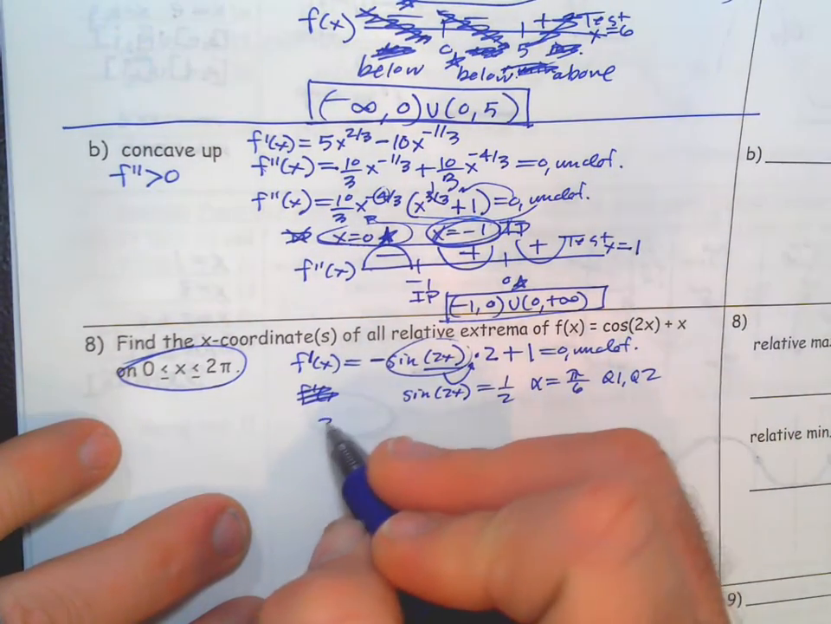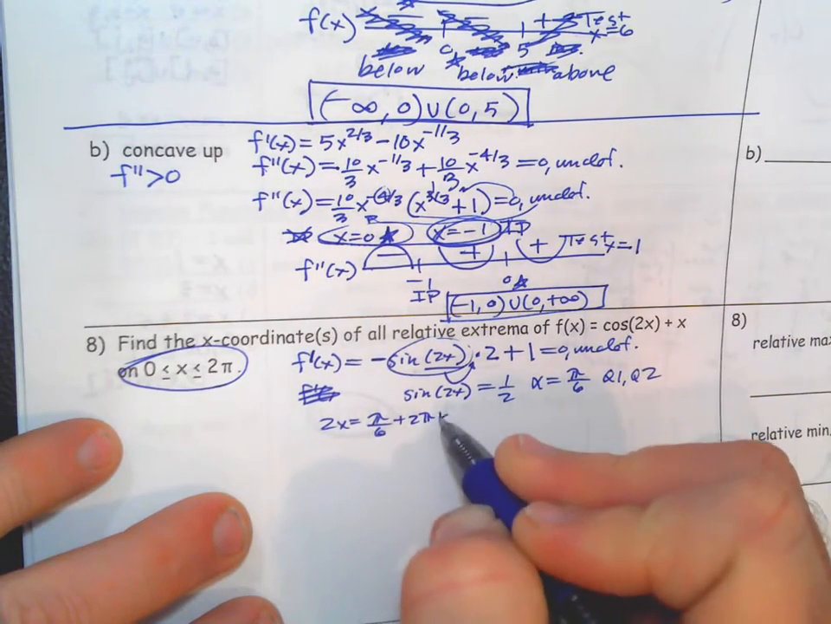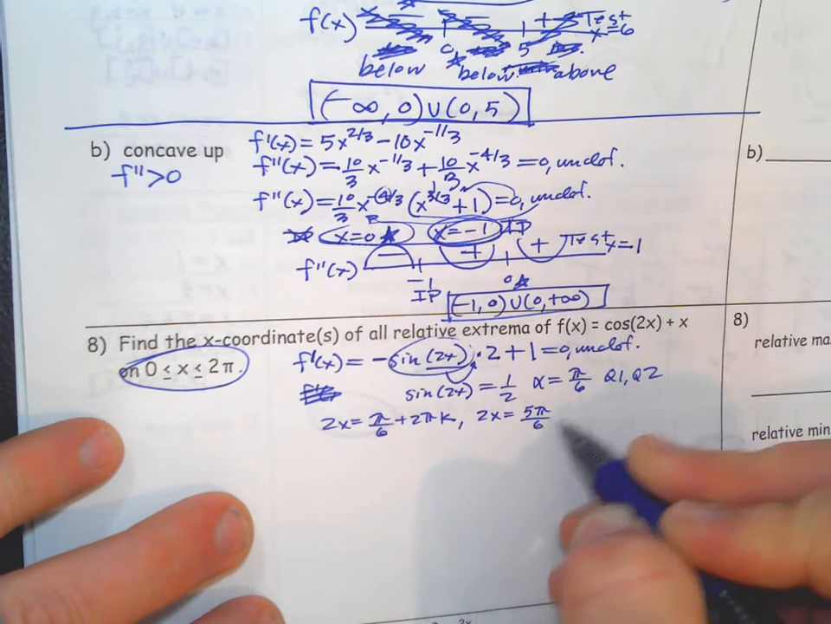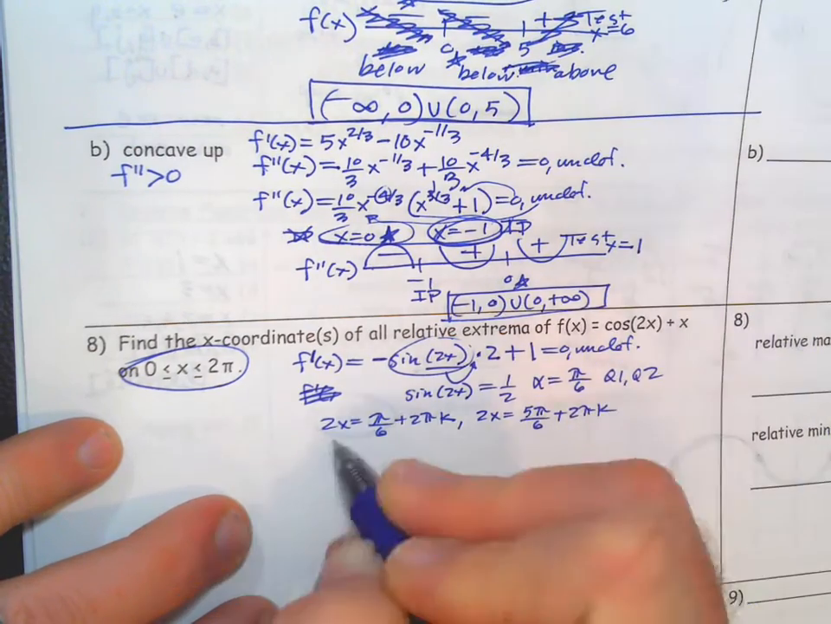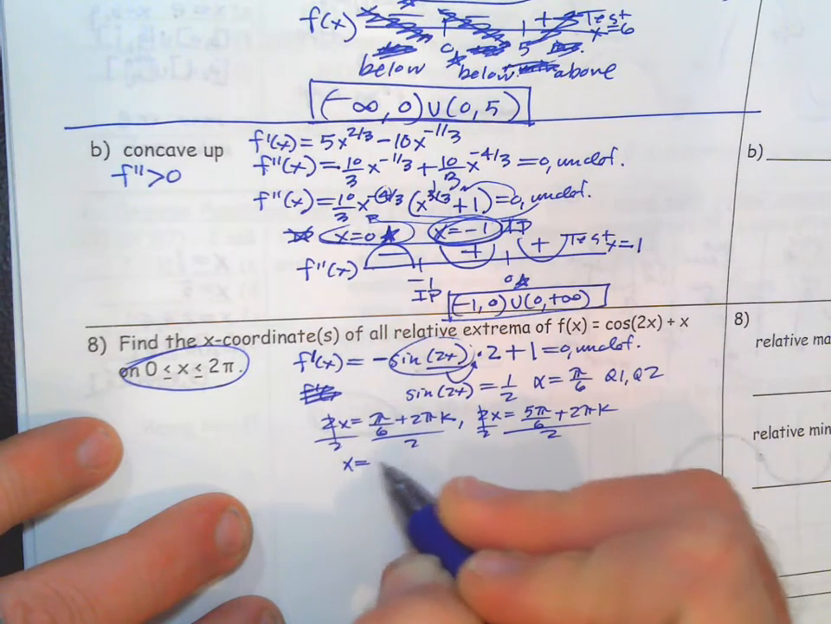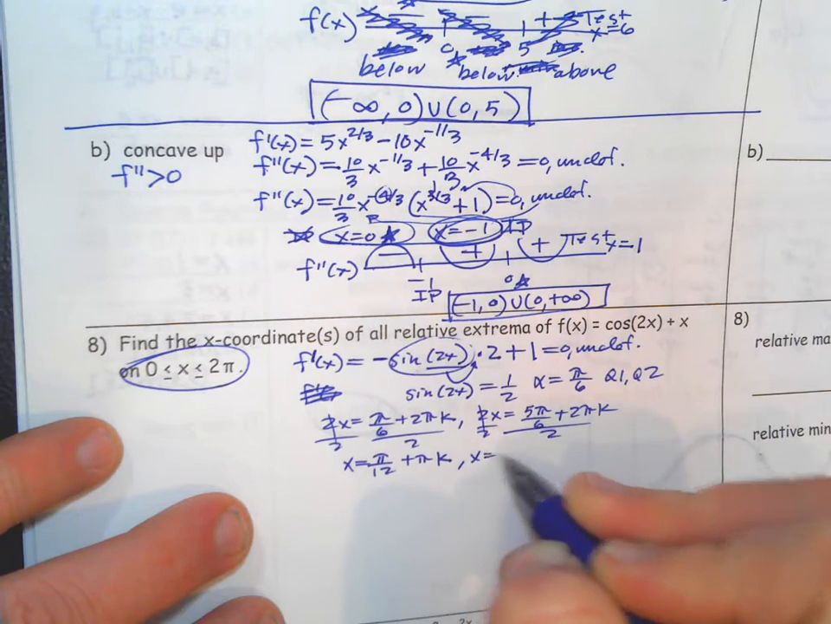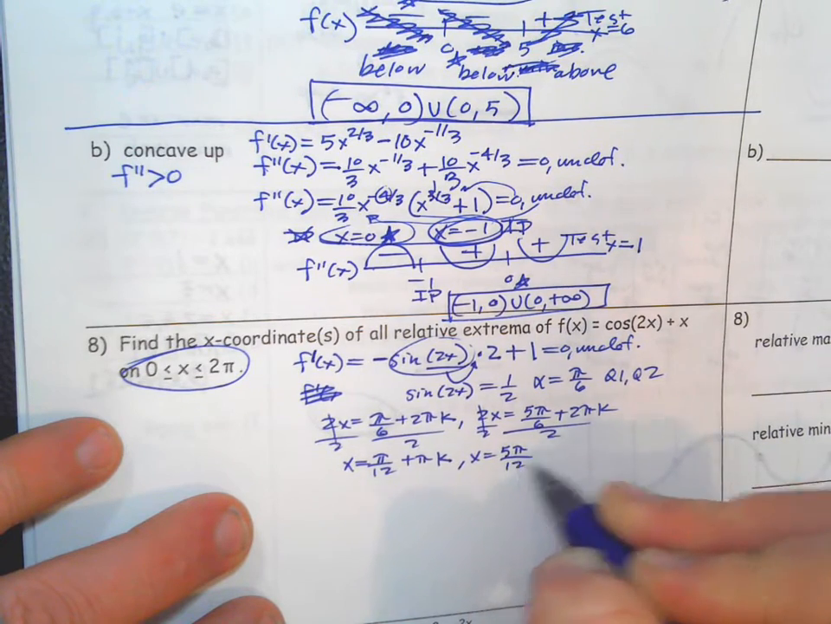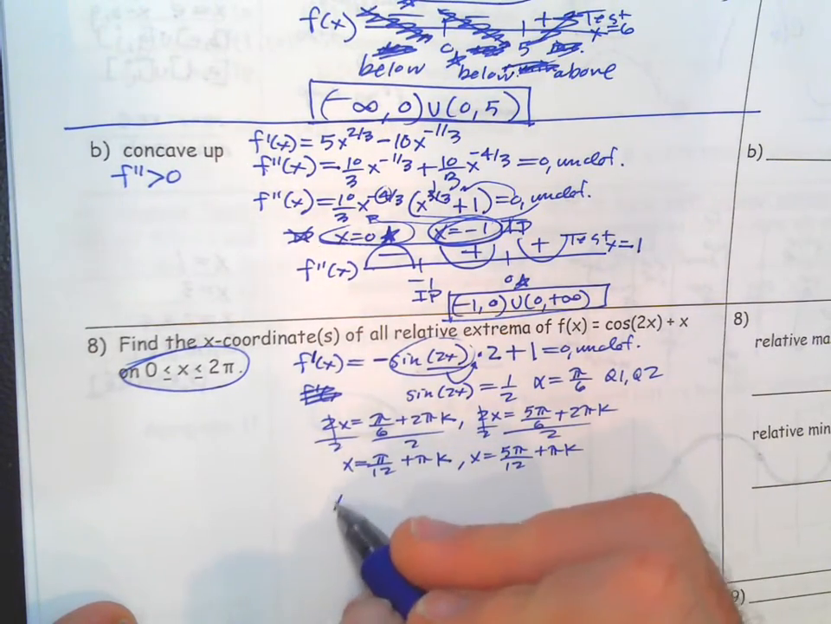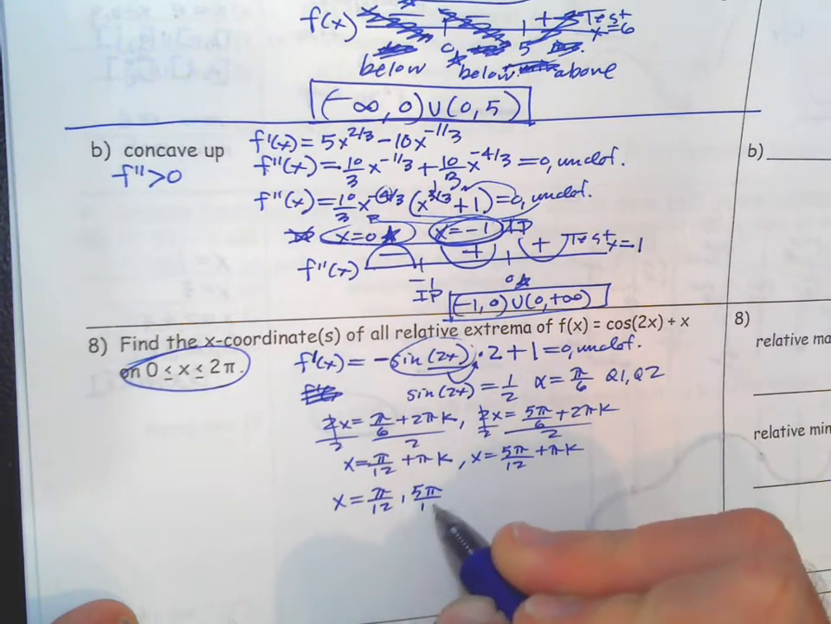So 2x equals, quadrant 1 would be pi over 6 plus 2 pi k. And quadrant 2 would be 2x equals 5 pi over 6 plus 2 pi k. I'm going to divide by 2. And so x equals pi over 12 plus pi k, and x equals 5 pi over 12 plus pi k. And then we specifically want all of them between 0 and 2 pi. So that's pi over 12, that's 5 pi over 12. But I think we're going to get more.